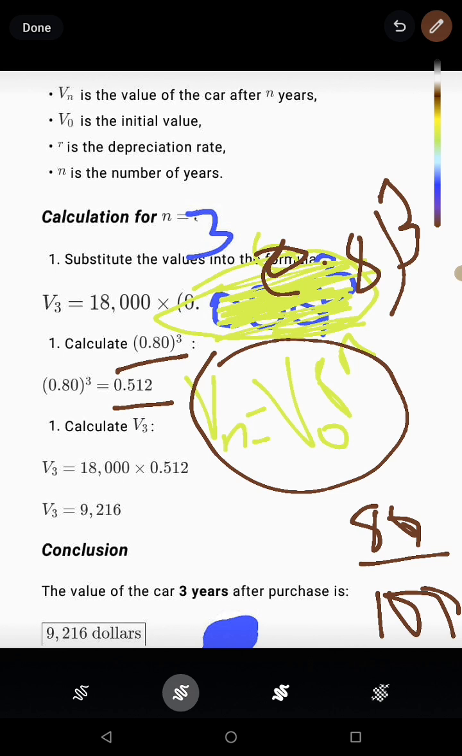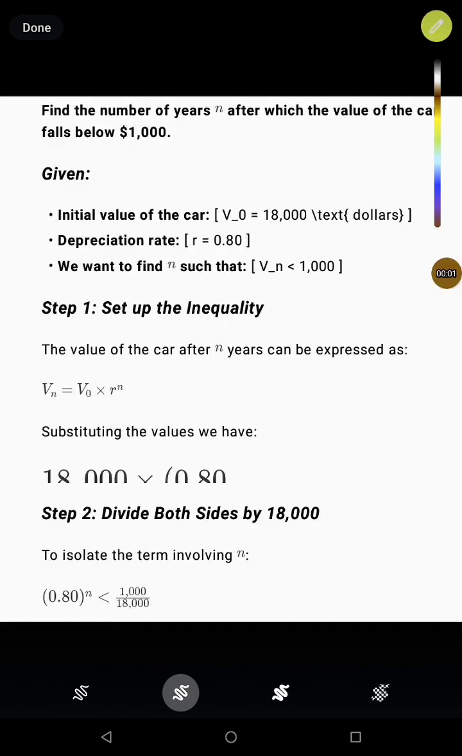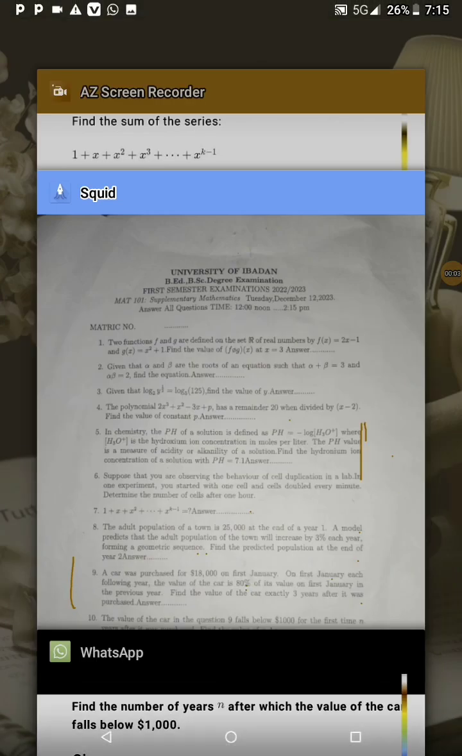$9,216 US. Now let's go to the next one. The next one here is the question.